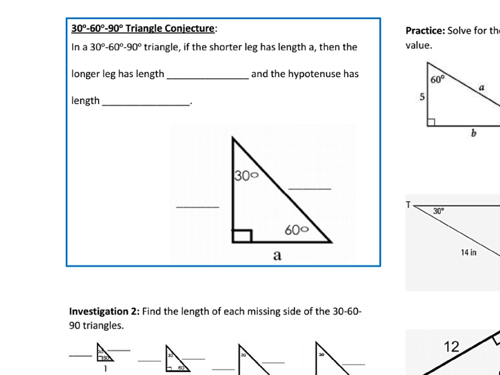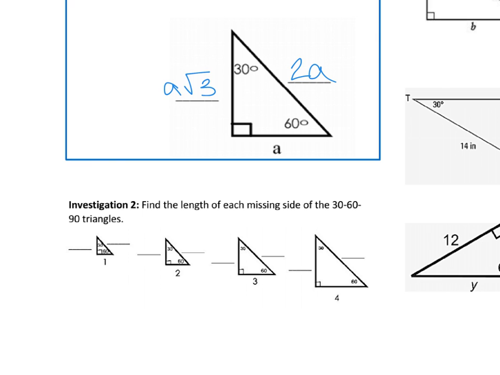All right, one more special type of right triangle, a 30, 60, 90 triangle. So the conjecture states that in a 30, 60, 90 triangle, if the shorter leg has length A, then the longer leg has length A times the square root of 3. So that would go right here. And the hypotenuse has length 2 times A, 2A.